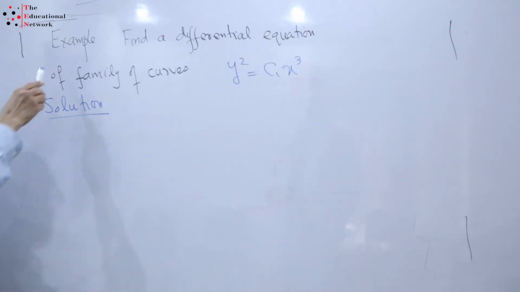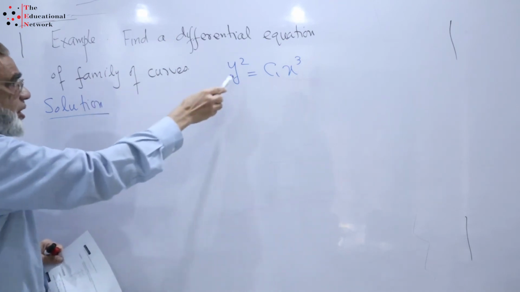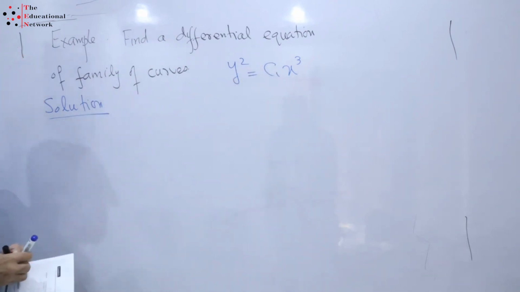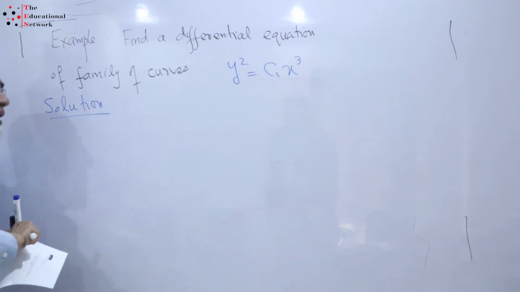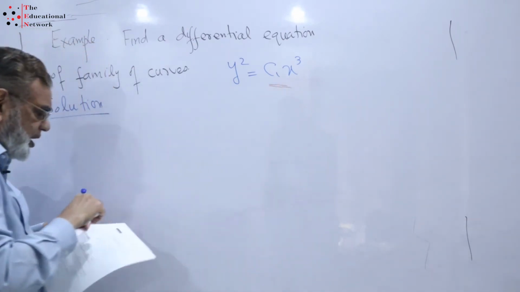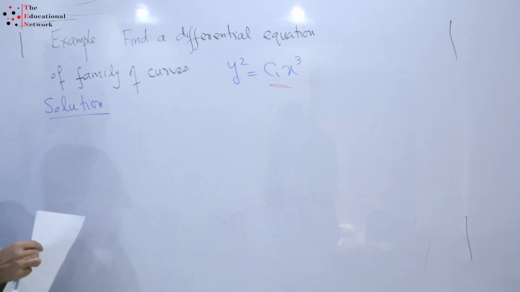So I have this example, find the differential equation of the family of curves y squared is equal to c1 x cube. So again, we have only one arbitrary constant, that's c1. We take the derivative, and then we try to find c1, substitute the value of c1, and we get our differential equation. So we start by taking the derivative of both sides.